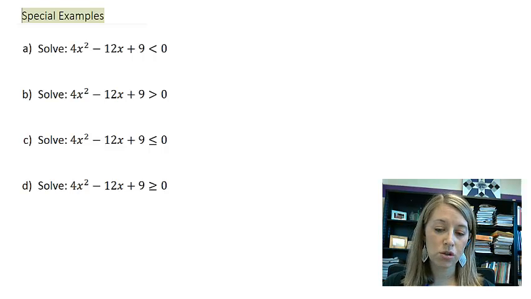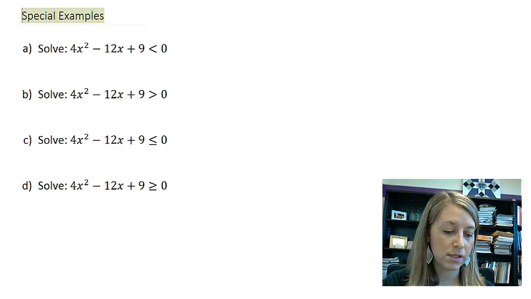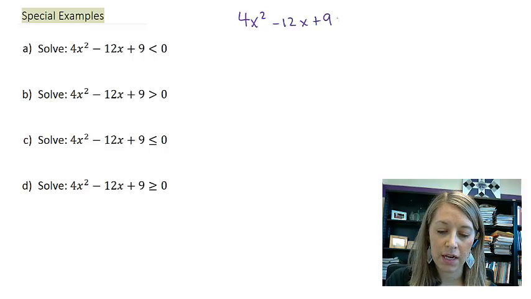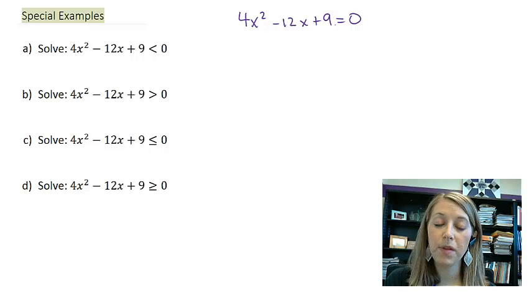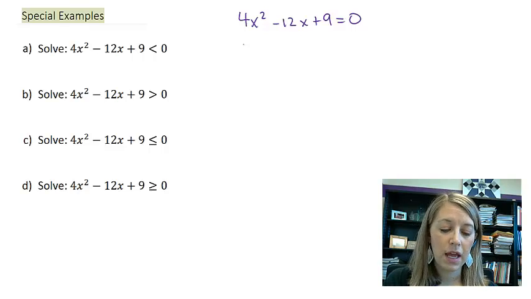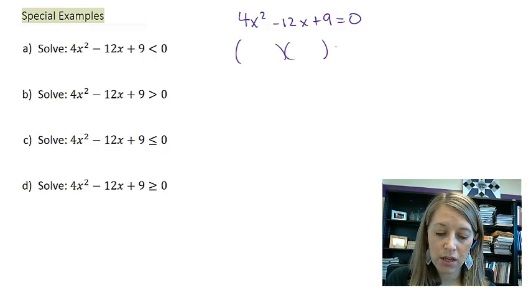Okay, so I'm just going to treat this as 4x squared minus 12x plus 9 equal to 0, and then I'll change my inequalities after I get my number line done, and I'll just select the appropriate answer from there. This is a degree 2. I can solve it by factoring, quadratic equation, or completing the square. Again, I always like factoring. It's the shortest and easiest process for me.